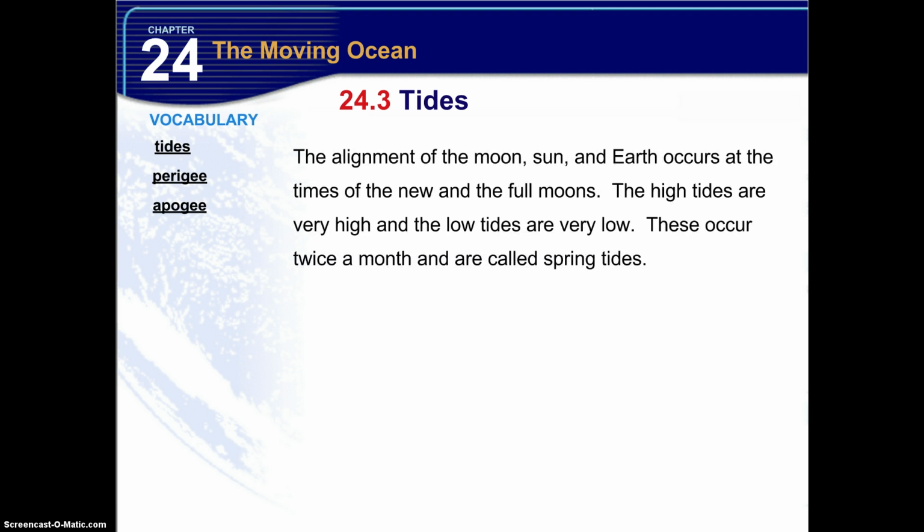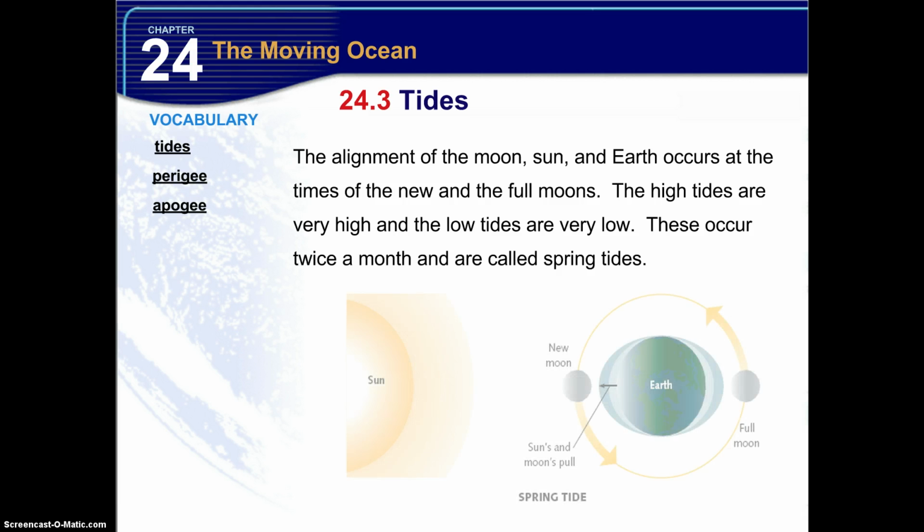Now, the alignment of the moon, the sun, and the Earth occurs at times of new and full moons. The high tides are very high and the low tides are very low. These occur twice a month and are called spring tides. So the position of the moon and the sun are in line. They are both on the same side on a new moon phase, and during a spring tide the highest of high tides and the lowest of low tides occur.